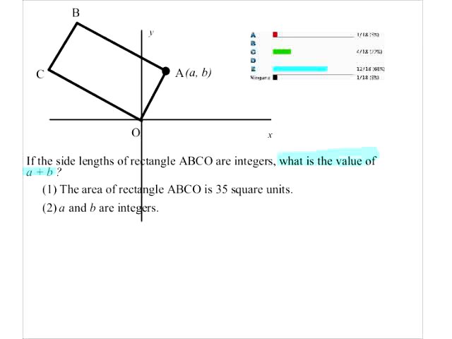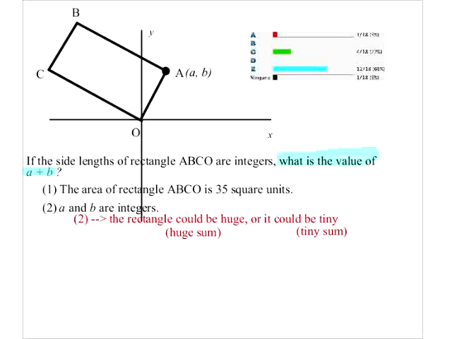Because if A and B are just random integers, then visually speaking, for statement 2, the rectangle could be huge or it could be small. If the rectangle is huge, then you would have a huge sum of A and B. Or if the rectangle were tiny, then you would have a tiny sum of A and B. So that's not sufficient. Questions in the text box, smiley face if that makes sense.